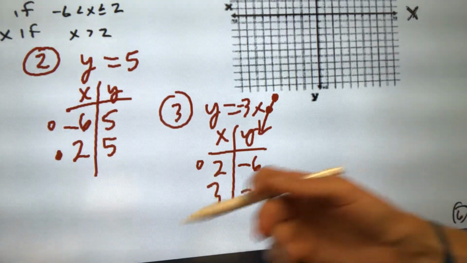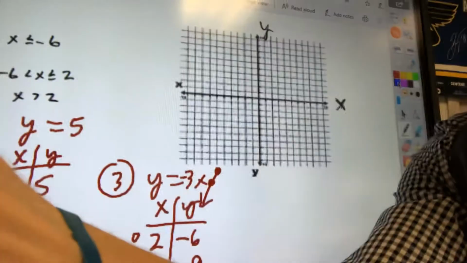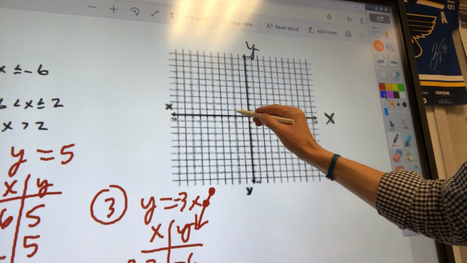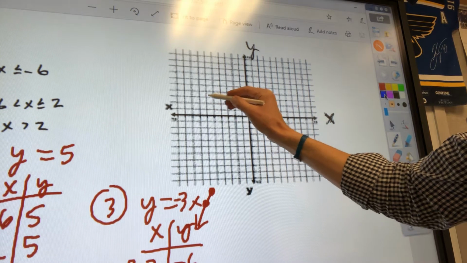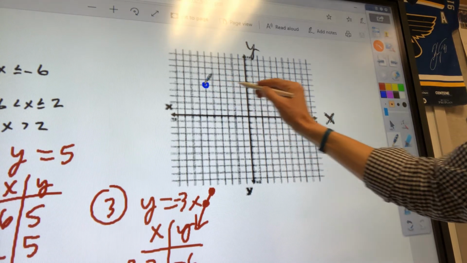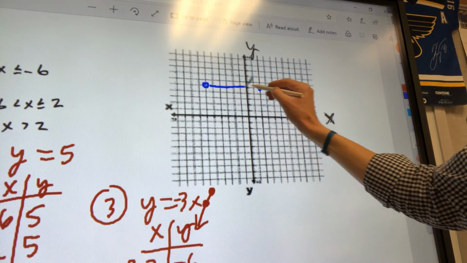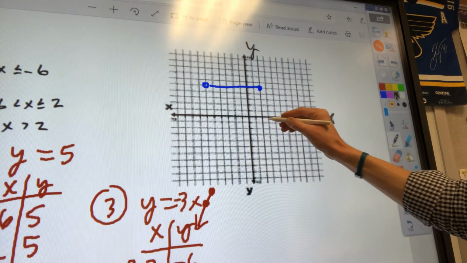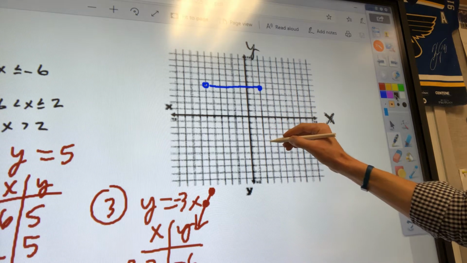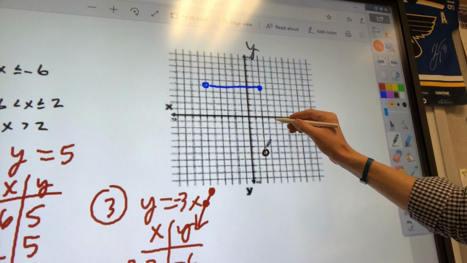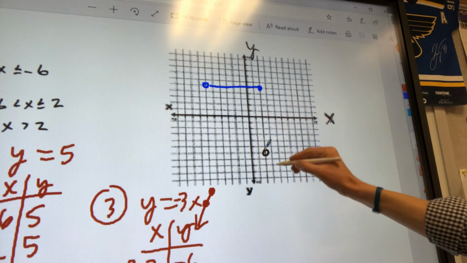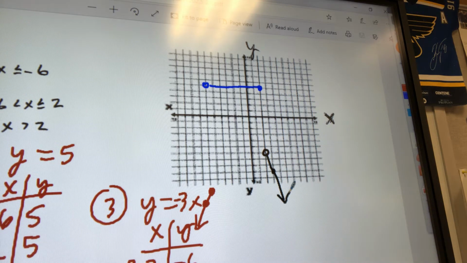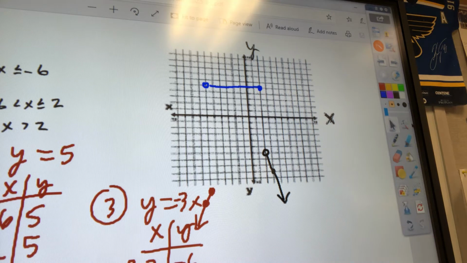Y equals 5, so I have -6, 5 and 2, 5. So -6, 5 is an open circle, whereas 2, 5 gets the closed circle, and you have that barbell there. And then 2, 6 and 3, 9, going down like that. Okay?